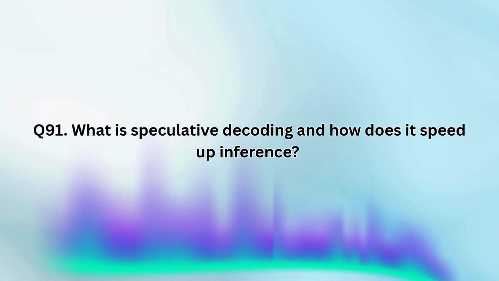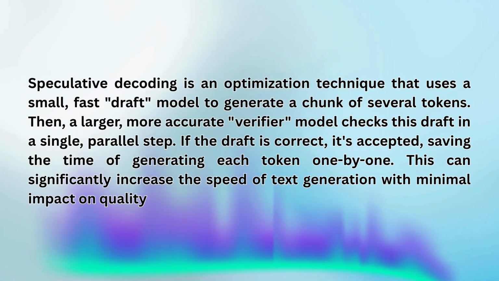What is speculative decoding, and how does it speed up inference? Speculative decoding is an optimization technique that uses a small, fast draft model to generate a chunk of several tokens.